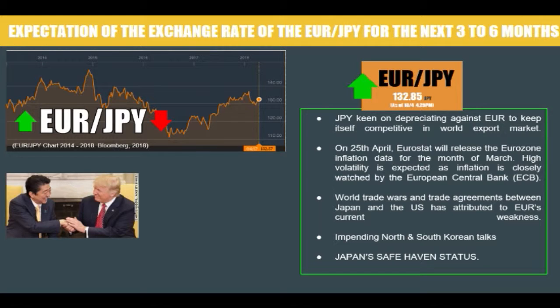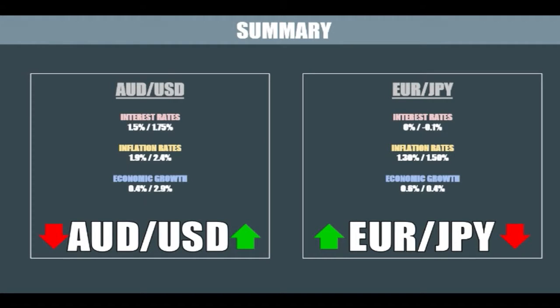Every single currency in the world really relies on the US and how it goes in the next 3 to 6 months. In summary, we can see that the Australian dollar is currently weaker than the USD, and the euro is stronger than the Japanese yen, based on the info provided below.